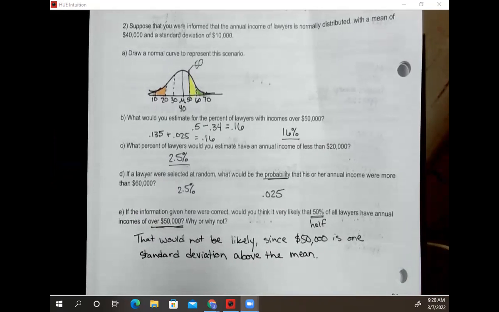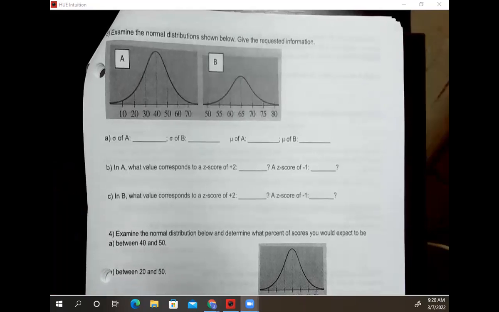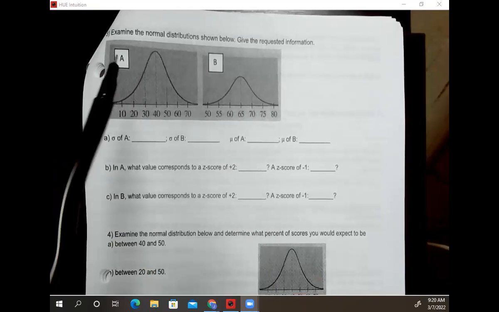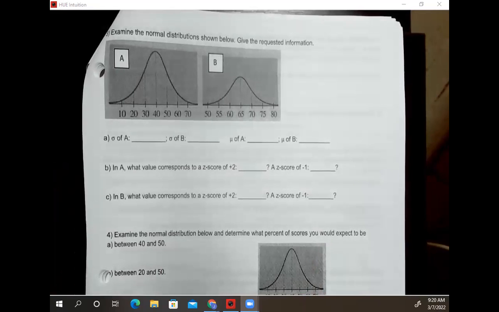Questions for me so far? Okay, let's turn the page and let's look at a few more practice problems. On page 25, we're starting with number 3 at the top. We've got 2 different curves here, distribution A and distribution B, and we're going to pick out some information for each of these. Notice we've got a lot of notation here, okay? We want to practice using that.